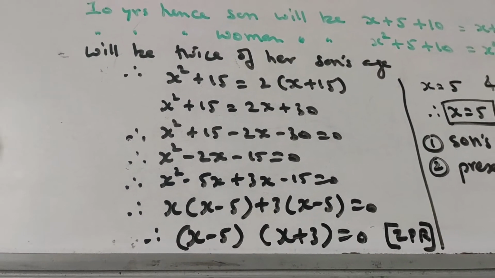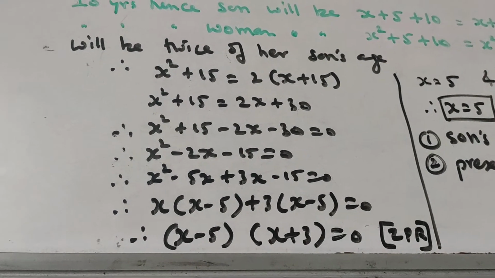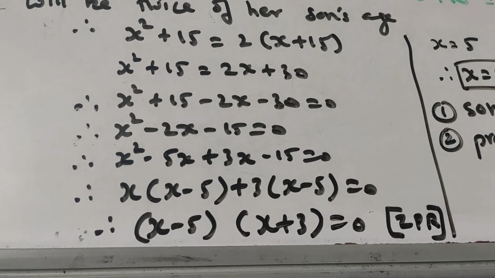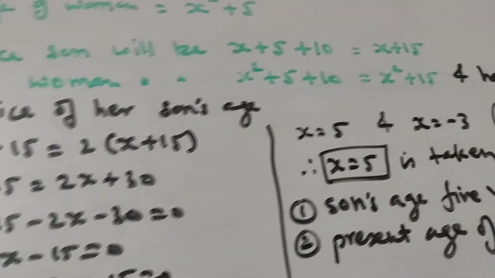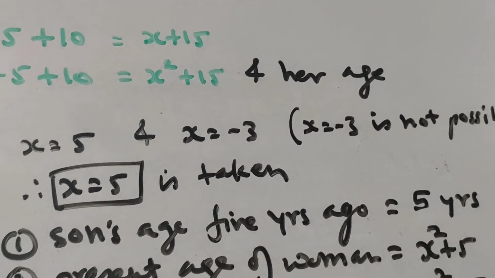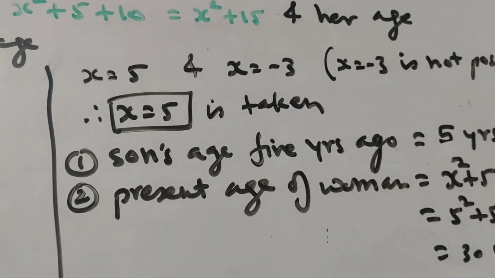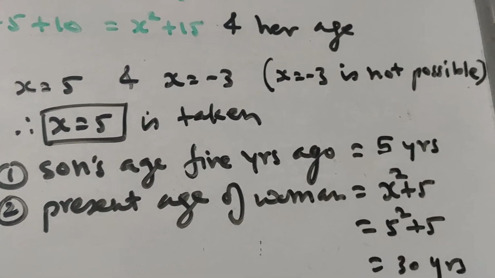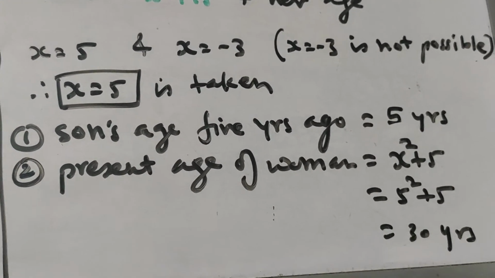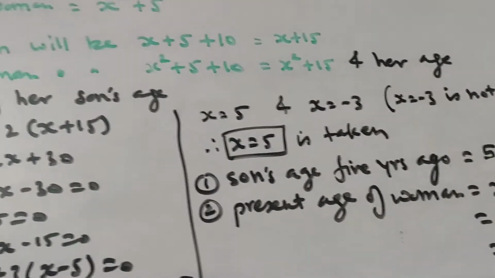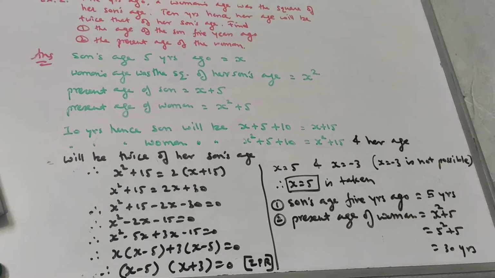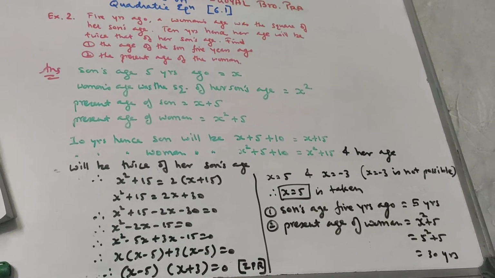Solving it and bringing it into standard form of quadratic equation and solving it, we are getting x minus 5 and x plus 3 is equal to 0. Applying ZPR, we get x equal to 5 and x equal to minus 3. X equal to minus 3 is not possible because it is negative, so x is equal to 5 is taken. So son's age 5 years ago is 5 years, and present age of the woman, that is x square plus 5, is 30 years. I hope you understood. This is the way we do the sum related to the question. Let us move on to another one.